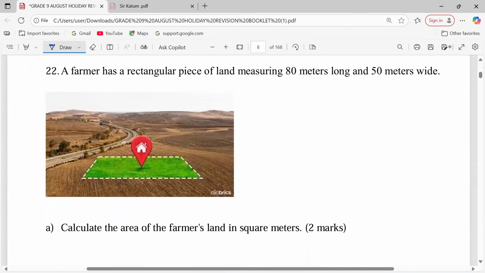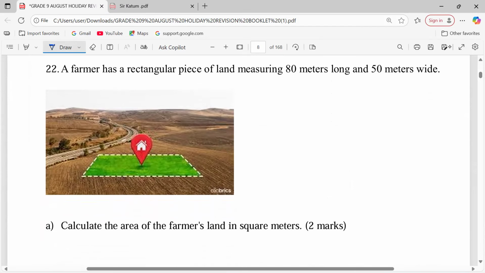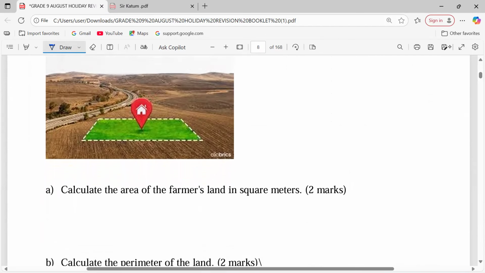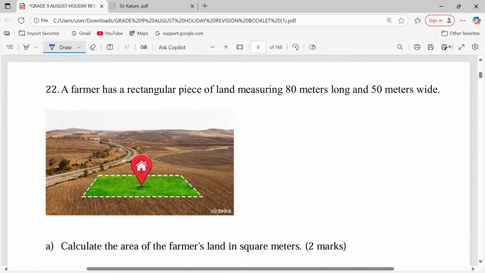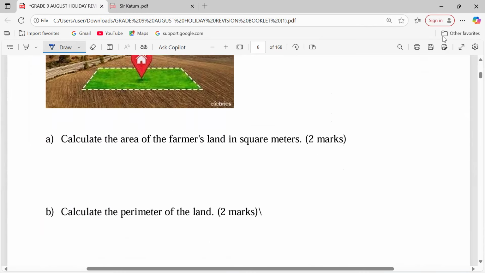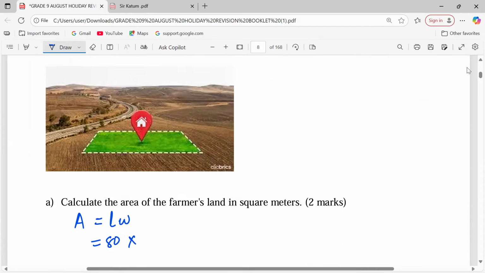Number 22. A farmer has a rectangular piece of land measuring 80 meters long and 50 meters wide. Calculate the area of the farmer's land in square meters. 80 meters long, 50 meters wide. So area, being rectangular, needs length times width. So length 80 and width 50.